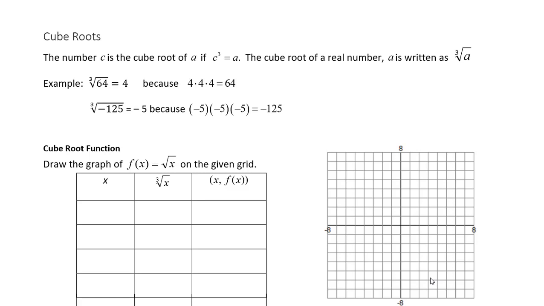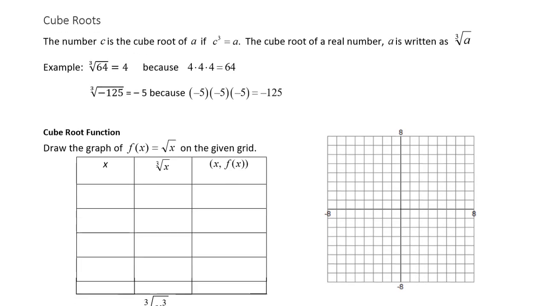Some examples of this would be the cube root of 64, which would equal 4 because 4 times 4 times 4 equals 64. Another example would be the cube root of negative 125. This is equal to negative 5 because negative 5 times negative 5 times negative 5 equals negative 125.